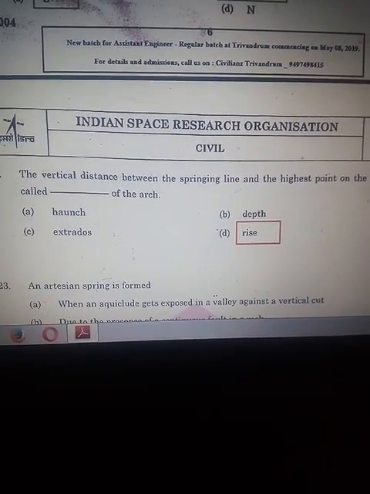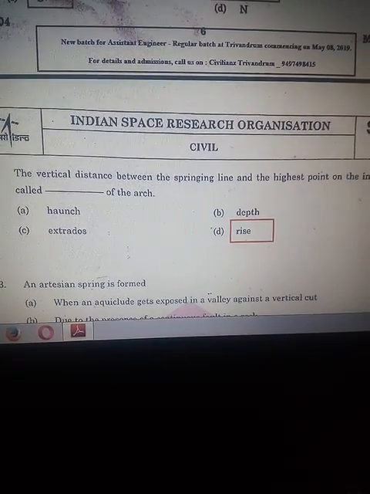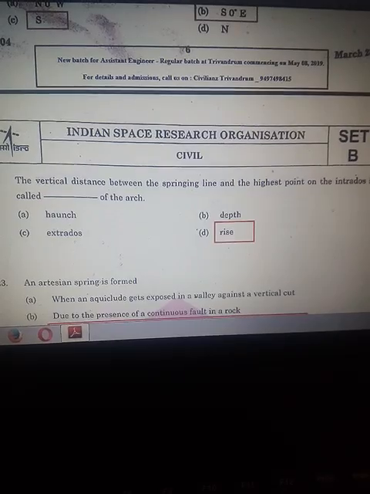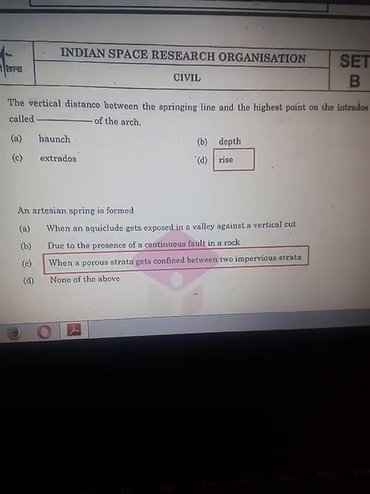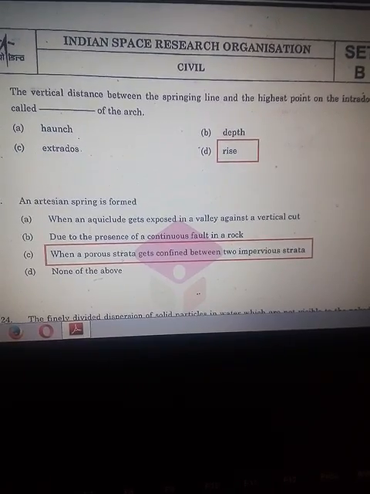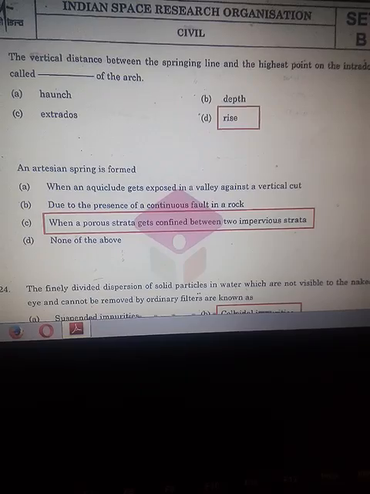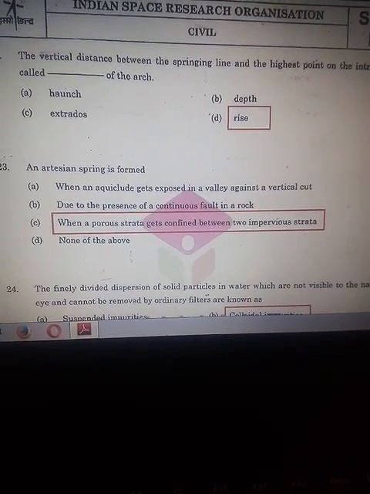Now next question, the vertical distance between a spring line and the highest point on the intrados is called rise. Okay. Now next question, an artesian spring is formed when the porous strata gets confined between the two impervious strata. Okay. Right answer of this question will be C.